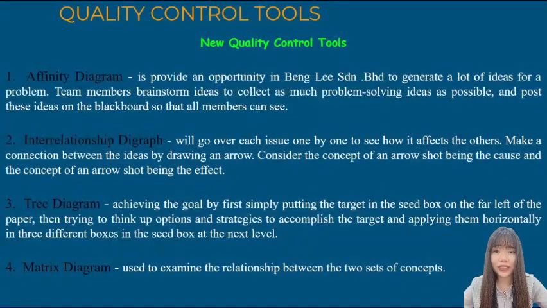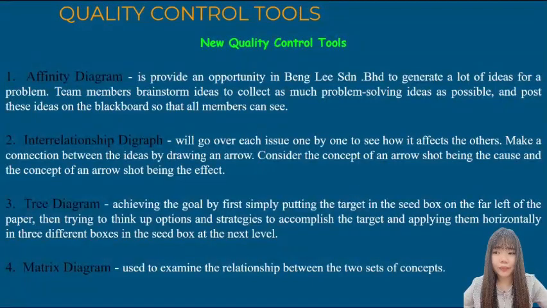Next, the new 7 QC tools. First, Affinity Diagram. It provides an opportunity in Teknik Sentian Berhad to generate a lot of ideas for a problem. Team members brainstorm ideas to collect as many solutions as possible and post these ideas on the blackboard so that all members can see. Next, Interrelationship Diagram. We go over each issue one by one to see how it affects the others. Make a connection between the ideas by drawing an arrow.